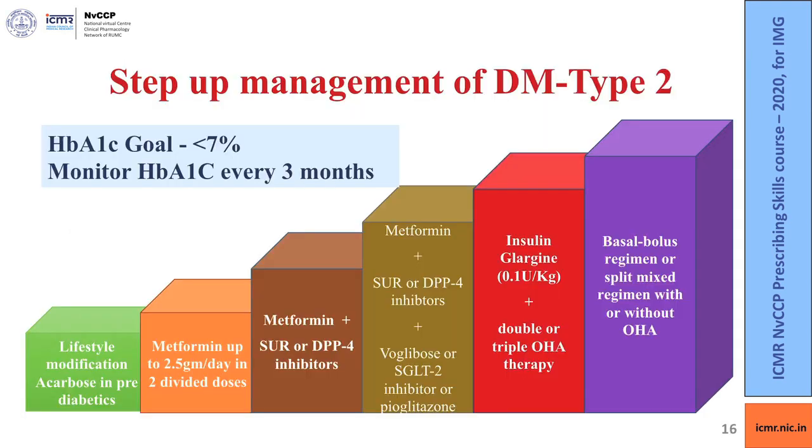This slide illustrates the step up management of diabetes mellitus type 2 that has been discussed earlier. And please remember that the goal of HbA1c in patients of diabetes mellitus should be less than 7%, and it is important to monitor HbA1c every 3 months to check the glycemic control of the patient.